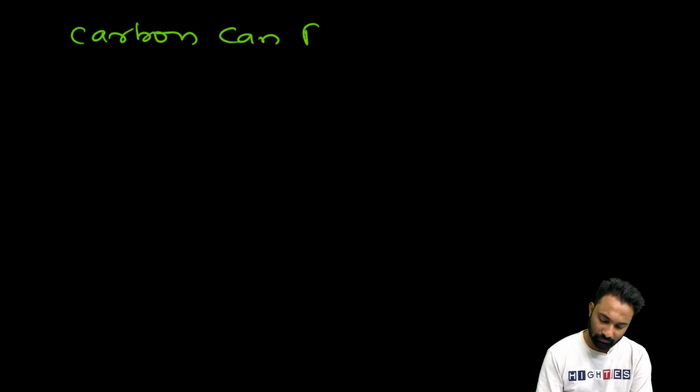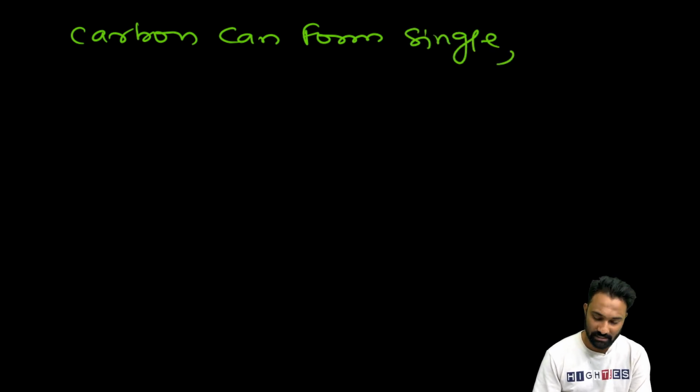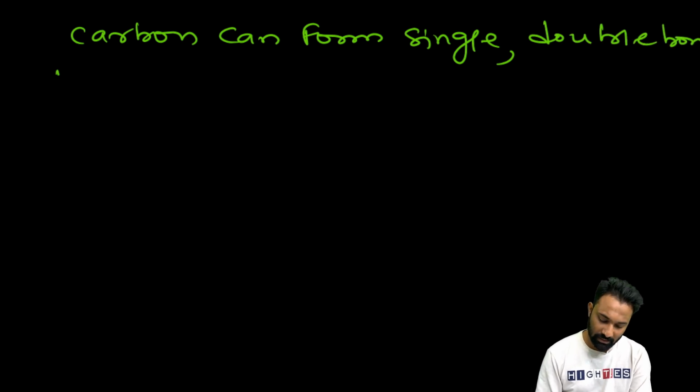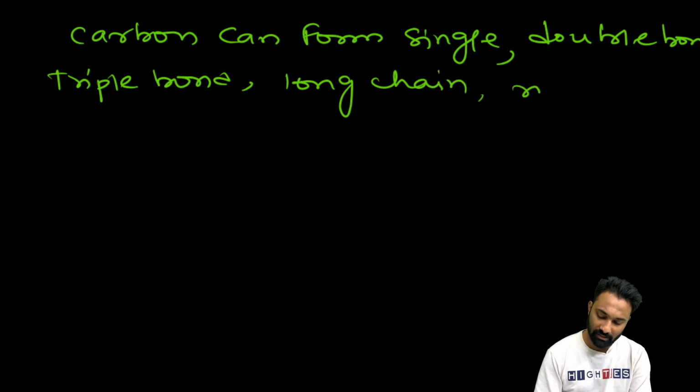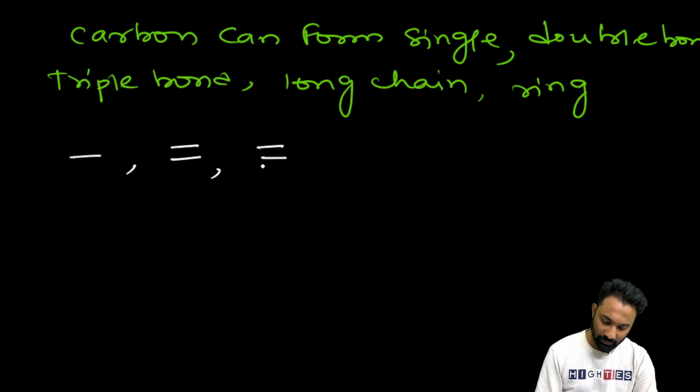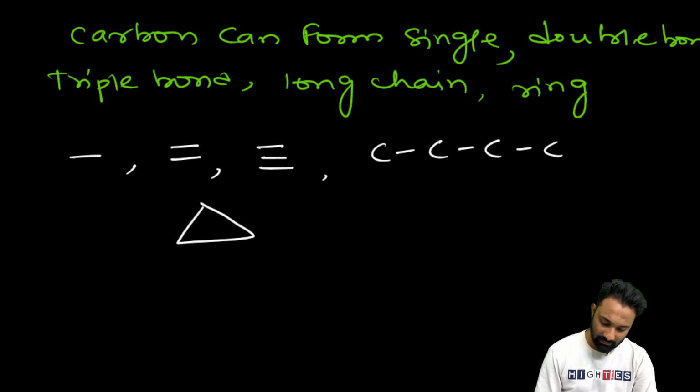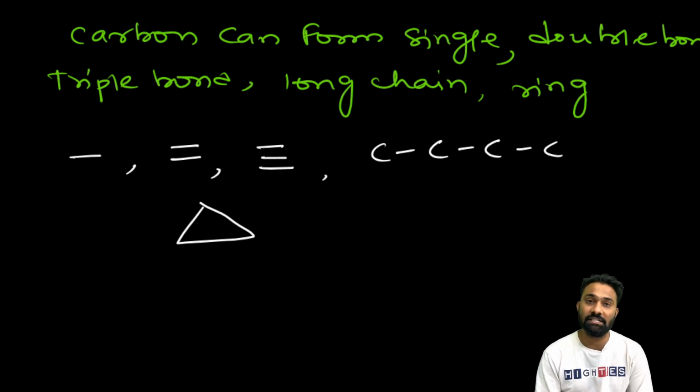can form a single bond. We know carbon can form the single bond, the double bond, and the triple bond. Clear? Long chains and rings we used to see, right? Due to this self-linkage property only, carbon can form single, double and triple bonds, long chains and rings. Clear?